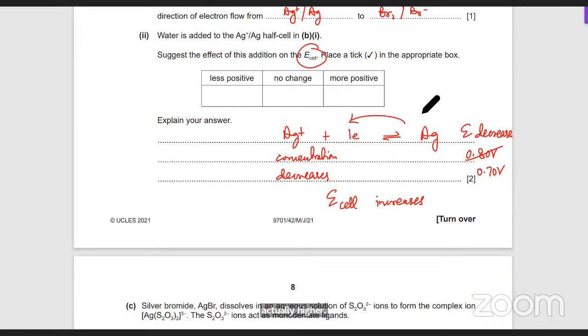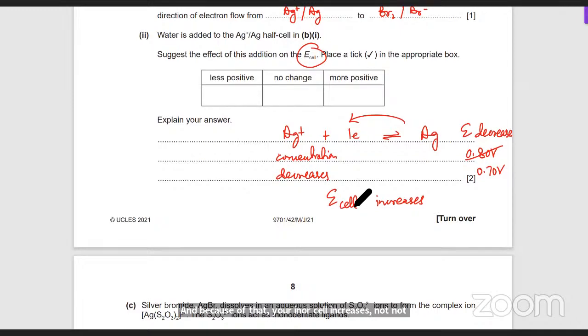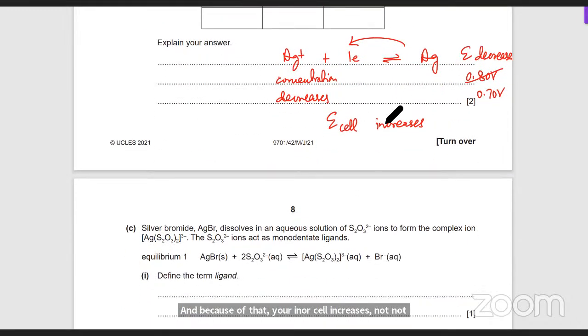So what will you write as the answer? Just this: the equilibrium shifts backwards as the concentration of silver ion decreases, and because of that, your E cell increases. Don't write the zero, because it's no longer under standard conditions. Is this clear?